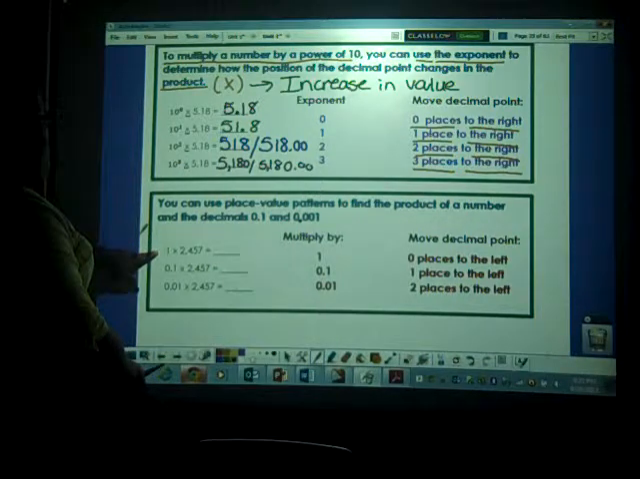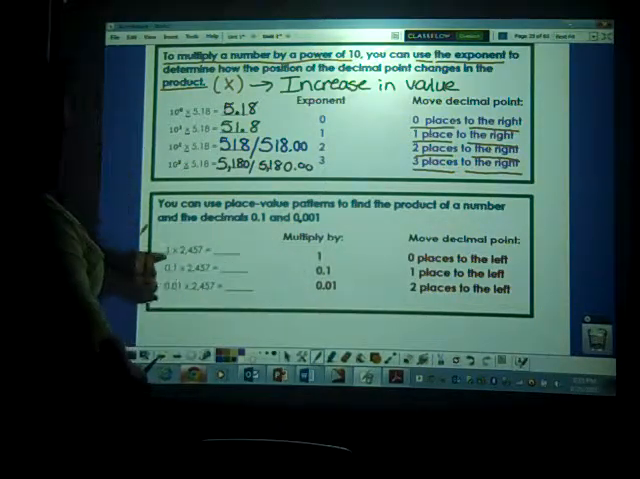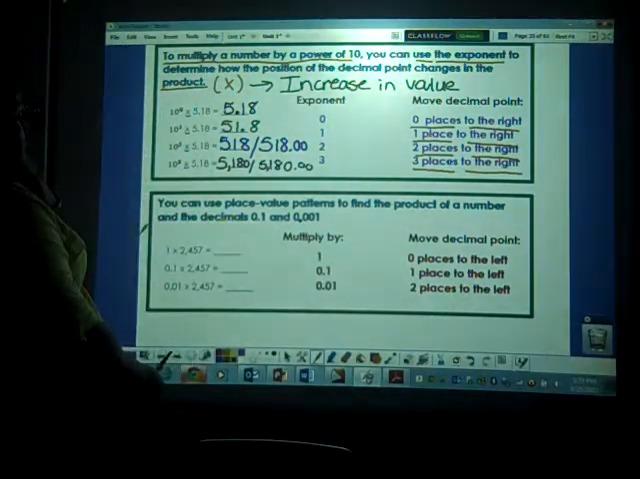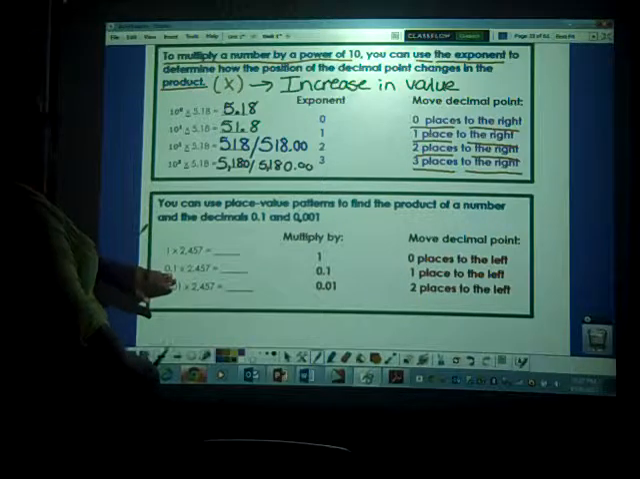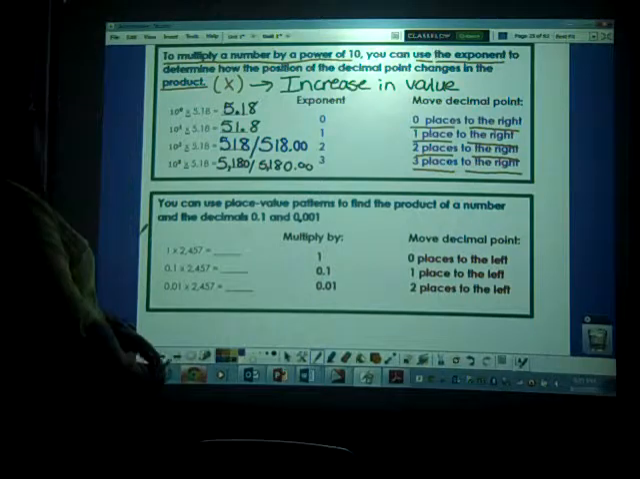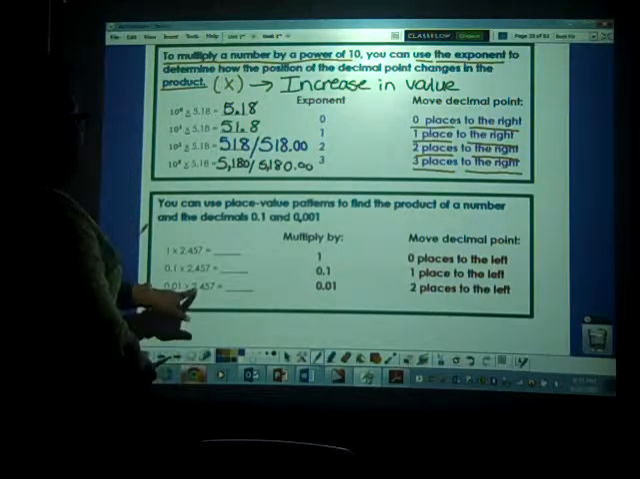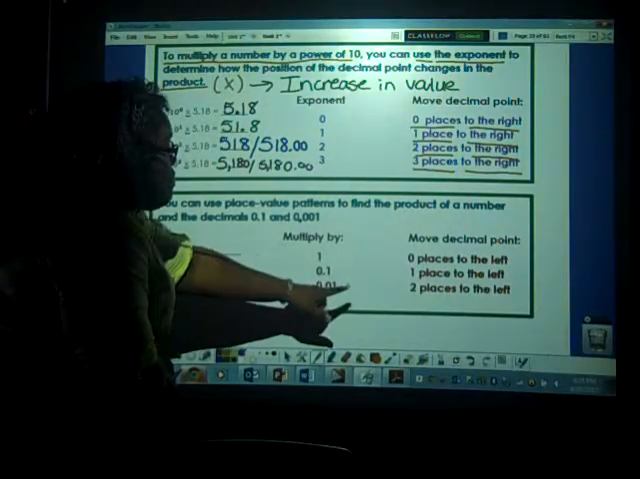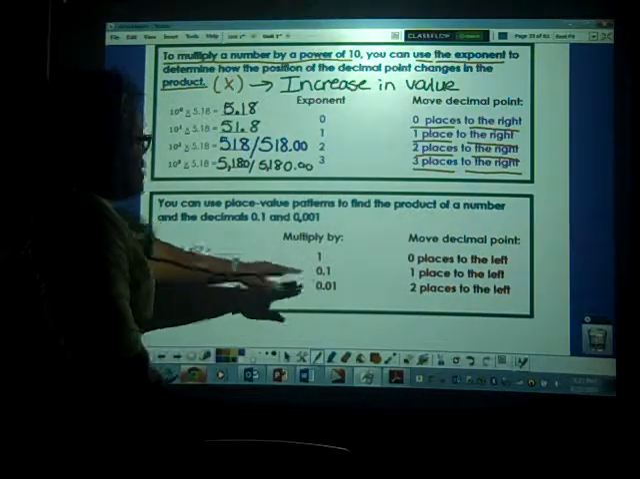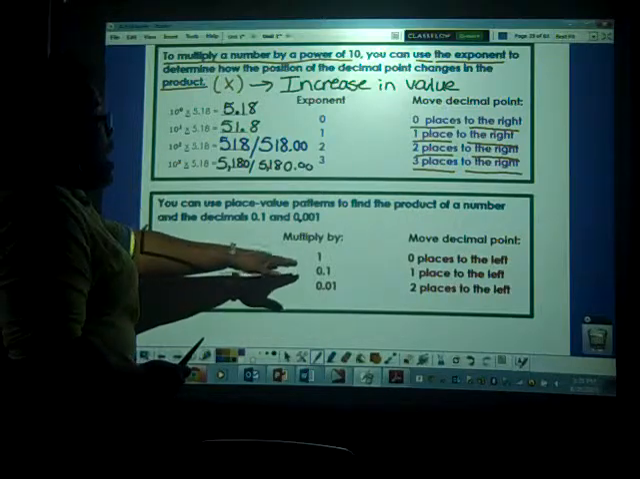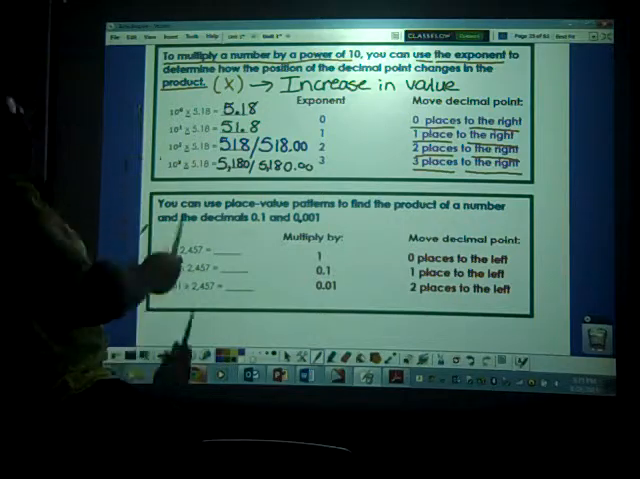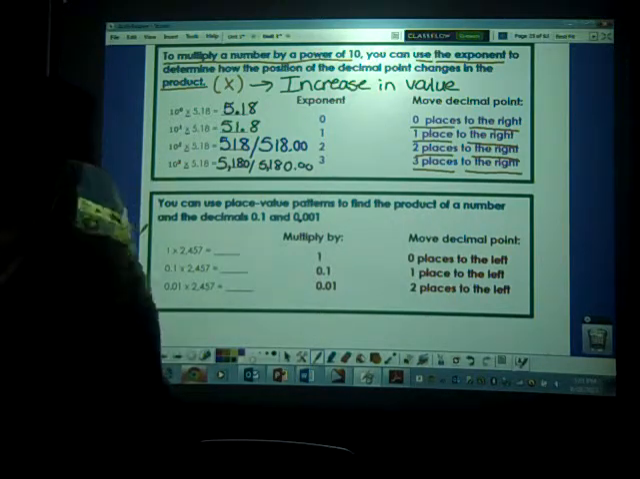So when we are multiplying by 1, the decimal point does not move anywhere. When we're multiplying by 1/10, our decimal point moves 1 place to the left. When we're multiplying by 100ths, we're moving our decimal point 2 places to the left. Now, because we're moving it to the left, our value must be doing what? Decreasing. Think about a number line.